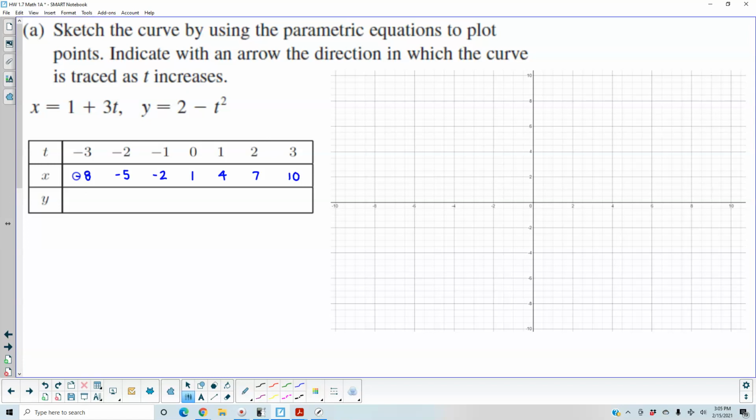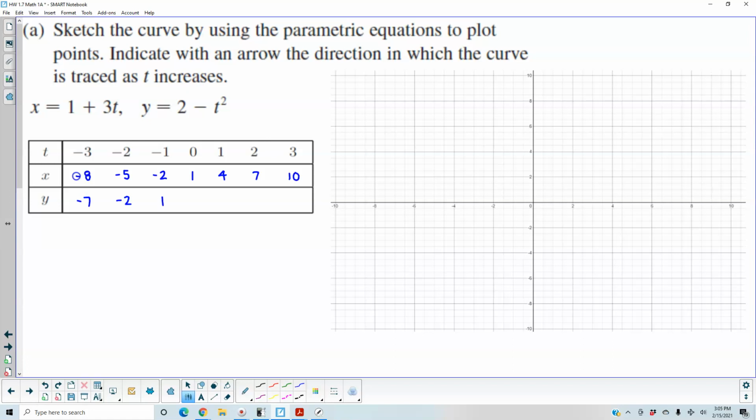Okay, let's plug in -3 into y. So 2 minus -3 squared, which becomes positive 9. So 2 minus 9 is -7. 2 minus -2 squared is 4. 2 minus 4 is -2. 2 minus -1 squared is positive 1, so 2 minus 1 is 1.